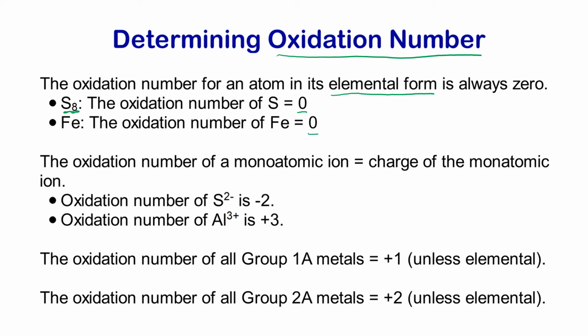When we think about monatomic ions, so remember mono meaning 1, so single atom ions, the oxidation number is going to be the charge on that ion, so the oxidation number of S2- is -2. The oxidation number of aluminum 3+ is +3. And then these ones are pretty easy because there's things that we've already learned. The oxidation number of all group 1A elements or metals, remember these are alkalis, is going to be +1, and the oxidation number of all group 2A metals, remember these are the alkaline earth metals, is going to be +2.